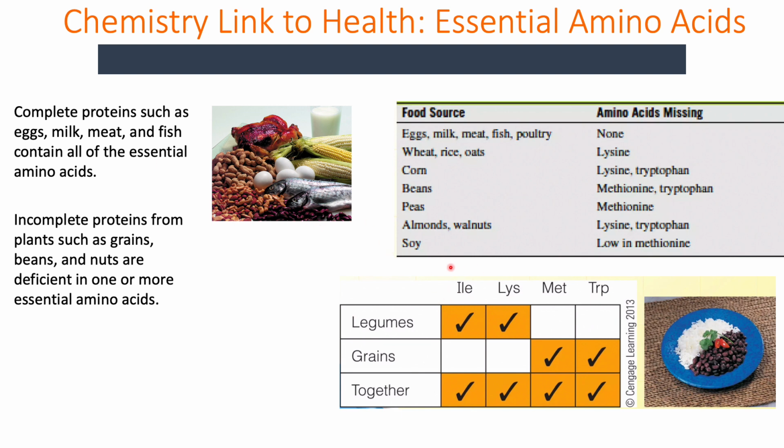For example, if you look at this chart, we have legumes. Legumes do not have methionine and tryptophan, while they have isoleucine and lysine. Whereas grains don't have isoleucine and lysine, but they have methionine and tryptophan. So when you eat these two together, you'll acquire all the amino acids. That's called a balanced diet. Especially when you have a vegetarian diet, you have to have these legumes, grains, and rice all together, so that you get all the essential amino acids.